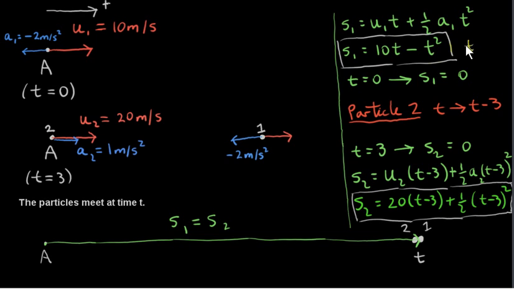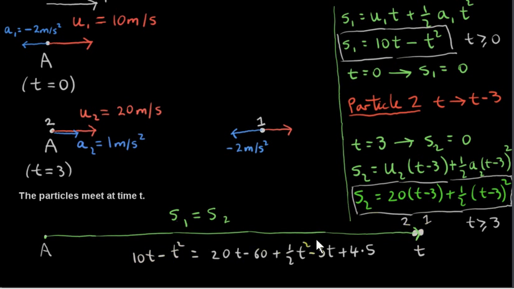S1 is valid for t greater than or equal to 0. However, S2 is only valid for t greater than or equal to 3. So when t is 3, all of this will be 0. S2 will be 0. And for values of t greater than 3, we will have the position of S2 after it leaves point A. So we need to solve the equation S1 equals S2. So we need to put this expression equal to this expression here and solve for the time. That'll give us the time for the particles to meet.